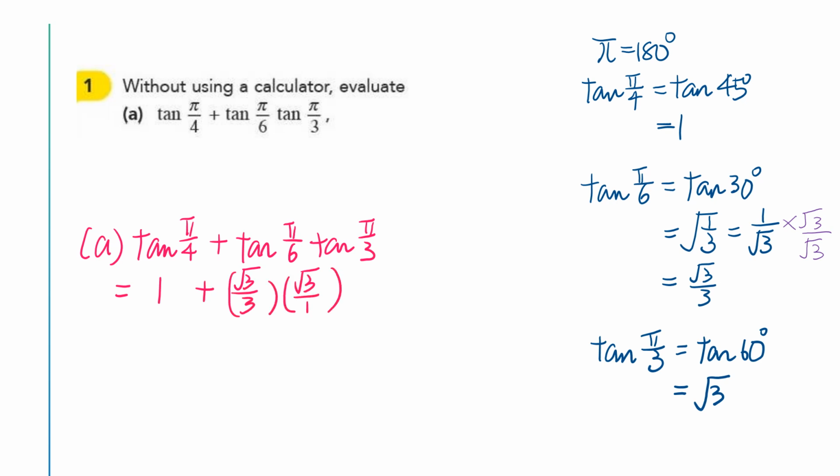Right. And then I can simplify this one here, where I will get 3 over 3, because square root 3 times square root 3 gives you 3. You just multiply the numerator, multiply the denominator. So square root 3 times square root 3 gives you 3 here. And 3 times 3 gives you 3 also. So therefore, 1 plus 3 over 3 will just give you 2 as the answer.